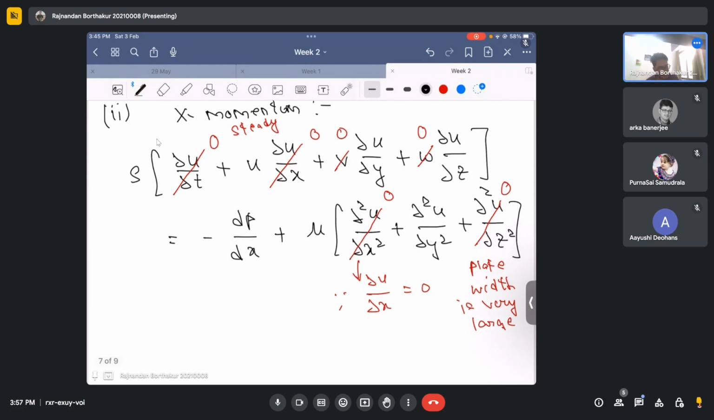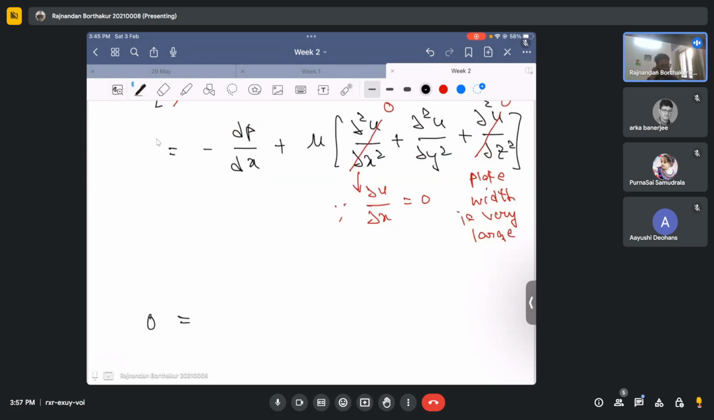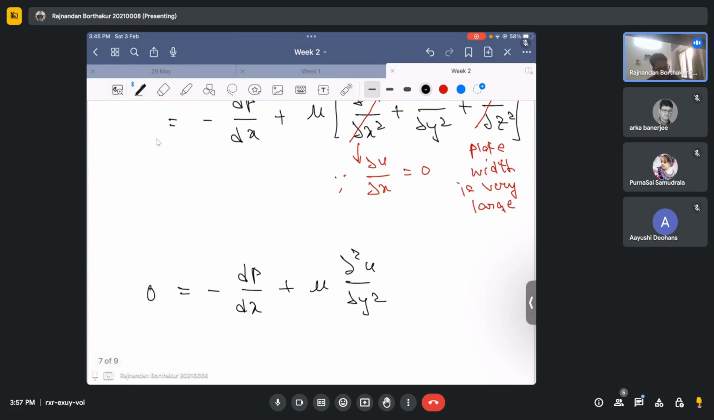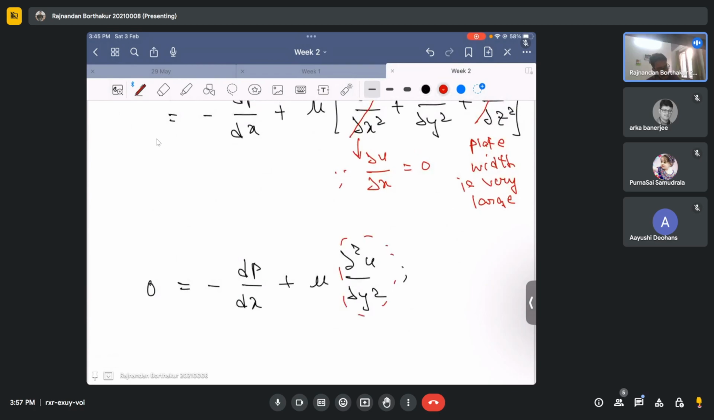So we end up getting the left hand side to be just 0, and then we have just minus dp by dx plus mu times del square u by del y square. Now, as we have already said, since u is just a function of y only, I can write this partial differential equation as d square u by dy square. That is simply because u is just a function of y. Which means I end up getting d square u by dy square equals 1 by mu times dp dx.